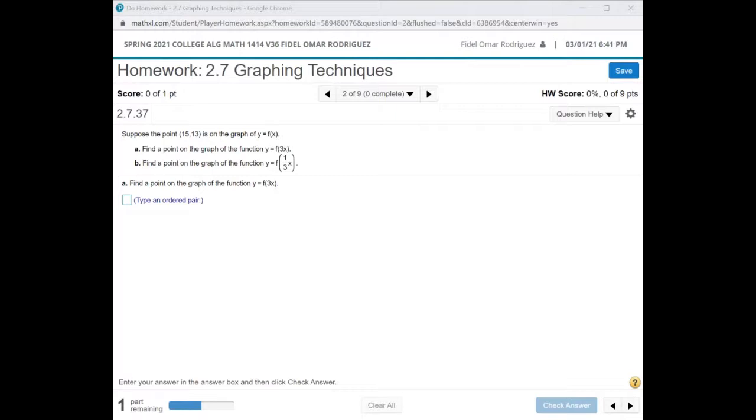So it says, suppose the point (15, 13) is on the graph of y equals f of x. Find the point on the graph of the function y equals f of 3x. And part B says, find a point on the graph of the function y equals f of 1/3 x. I'm going to stop sharing this piece because I want to share one other thing with you guys.